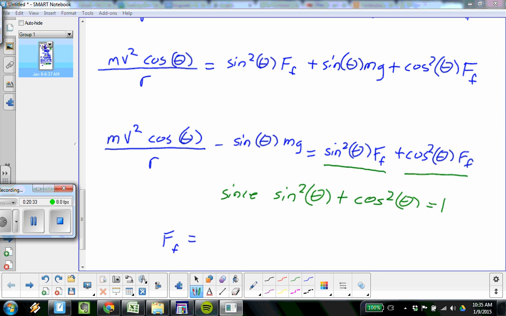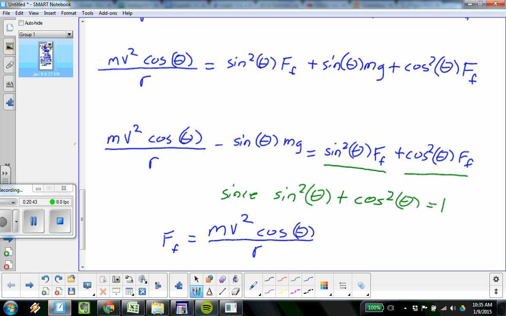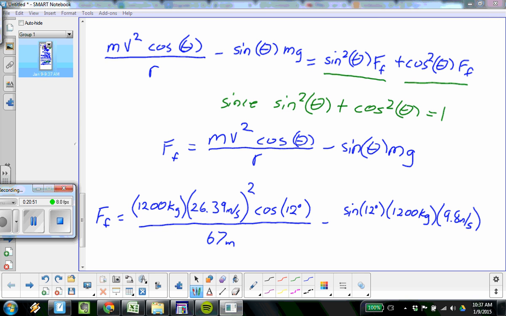So the friction force is, in turn, equal to mv squared times cosine theta over r minus sine theta mg. I went ahead and wrote out our values where m is 1,200 kilograms, v is 26.39 meters per second. Remember, it has to be in meters per second, and it is in fact squared. Don't forget that. That happens too commonly. Theta is 12 degrees, and the radius is 67 meters.